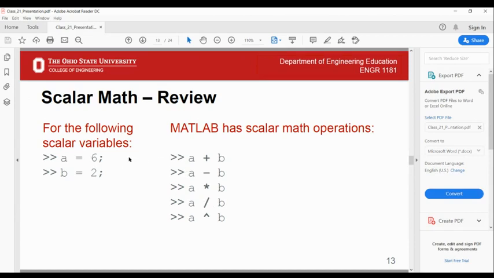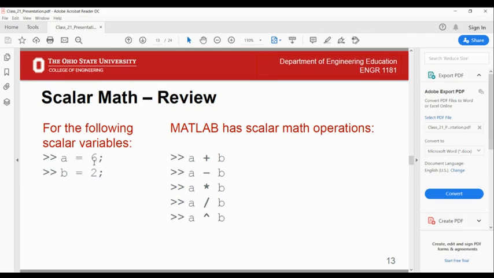For the first case, it will look at the values for a and b. So that's 6 plus 2, it will give you an 8. For the second one, 6 minus 2, that will give you the 4 and so on. So that's how we do that. This is mainly when we have one number.